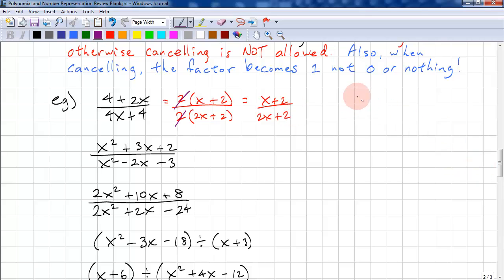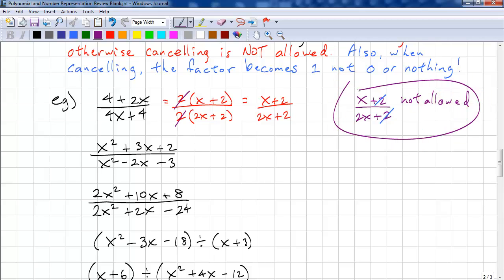Now, it is incorrect to try to cancel out these 2's. This is not factored. Factored means everything has multiplies between them. There's not a multiply between these, so you can't cancel them out. This is not allowed. Please do not make this error.